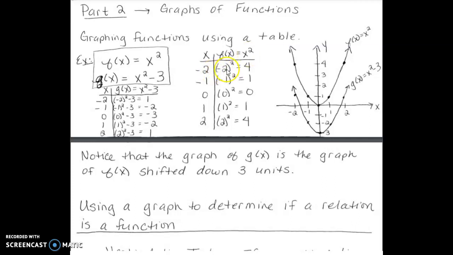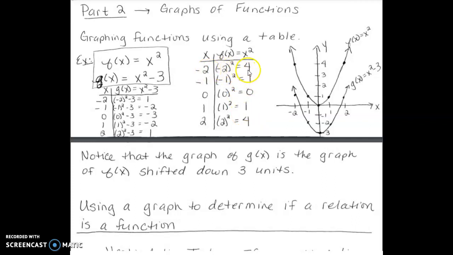So if x is -2, if I square -2, I get 4. If x is -1, -1 squared would be 1. If x is 0, 0 squared is 0. X equals 1 means 1 squared is 1, and x equals 2 means 2 squared is 4. So I have 5 ordered pairs that I can plot.